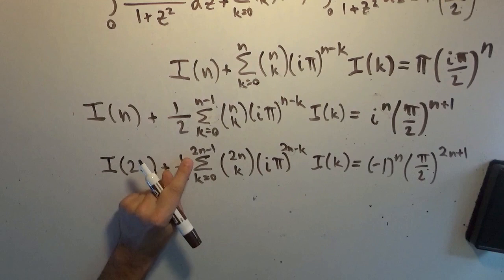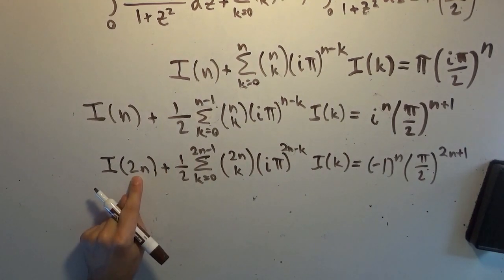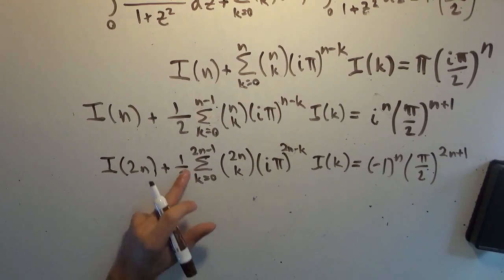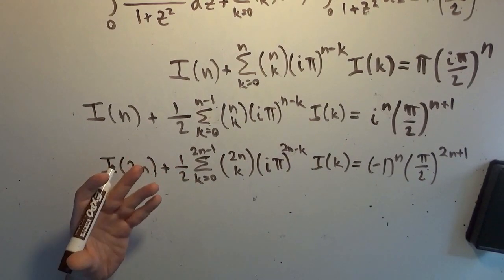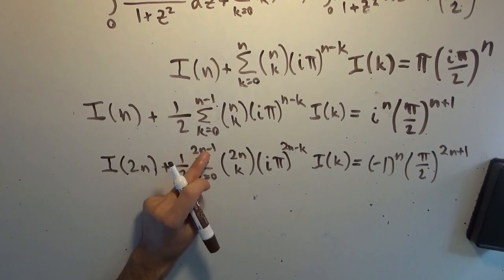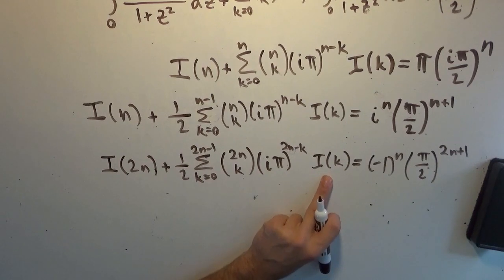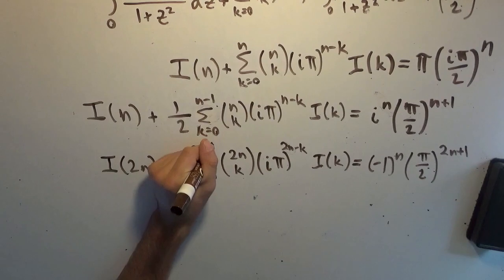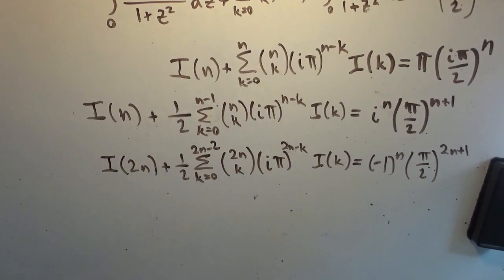Well, first of all, we know that 2n is an even number, right? But we removed the last term from this sum, so this sum goes from k equals 0 to 2n minus 1. 2n minus 1 is odd, since 2n is even. That means that the 2n minus first term is going to be 0, because I of 2n minus 1 is 0. So we can actually end this at the 2n minus 2 term, because that's the next biggest even number less than 2n. 2n minus 1 is odd, so I of 2n minus 1 is 0, which means we don't need to consider that last term.